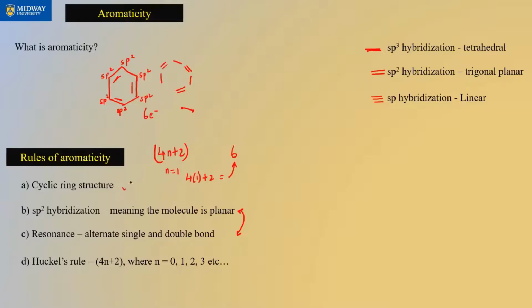That is, it must have a cyclic ring structure. It must contain double bonds. That's because the molecule is planar. You see the way I wrote it here, I have double bond, single bond, double bond, single bond. That means I have only sp2 hybridization in the entire molecule. But then I also have to have alternating single and double bonds, right? Now, what I meant by resonance also is, let's draw the molecule.